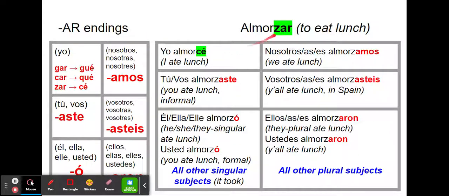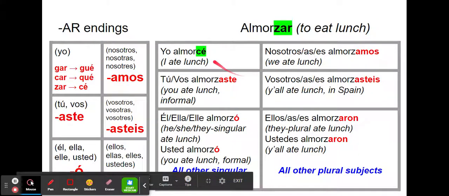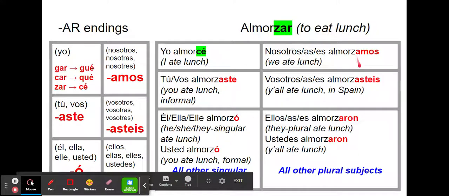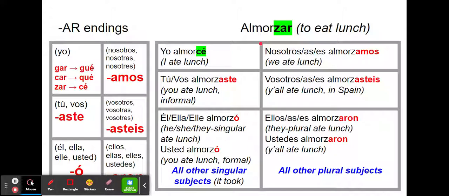Then after that, if you look at all of these other forms, they don't have the C anymore. They go back to having the Z, which was the original spelling. Now, remember that in Spanish, that Z is pronounced softly. It's not a hard, aggressive sound. So let's be careful with that as we pronounce these words. So the tú form and vos form, which is both you, informal, would be tú or vos almorzaste, you ate lunch. Él, ella, elle almorzó.